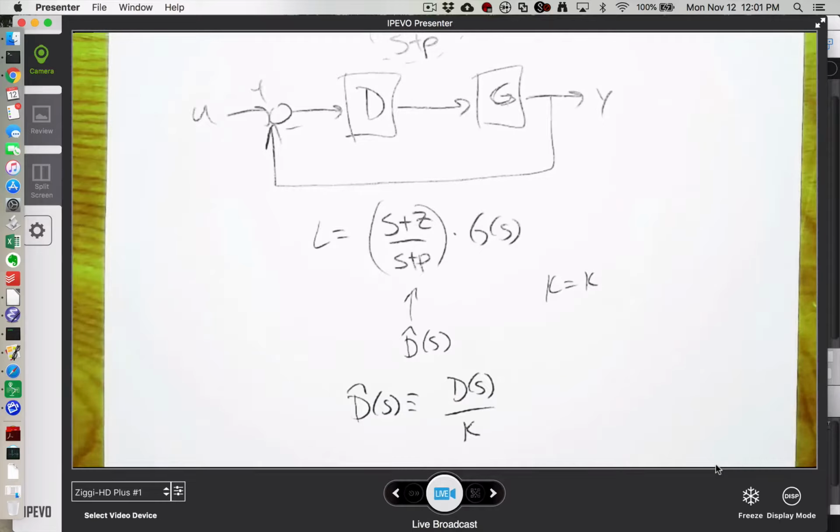In my next video, I want to talk about how the open loop poles and zeros of L are the starting and ending points of the various branches of the root locus.